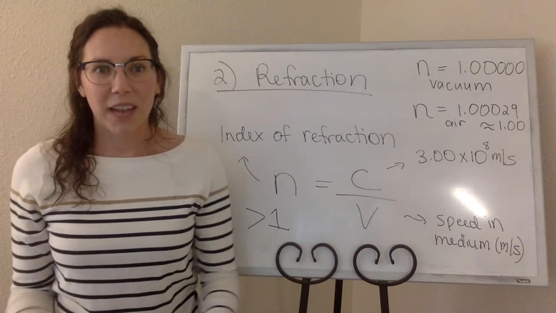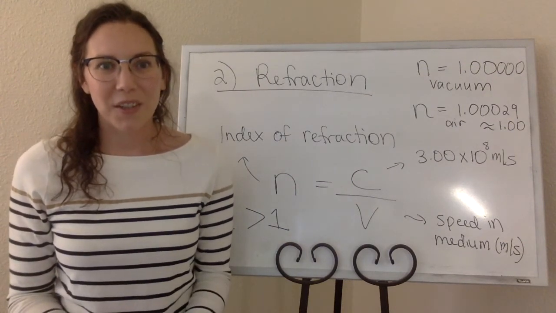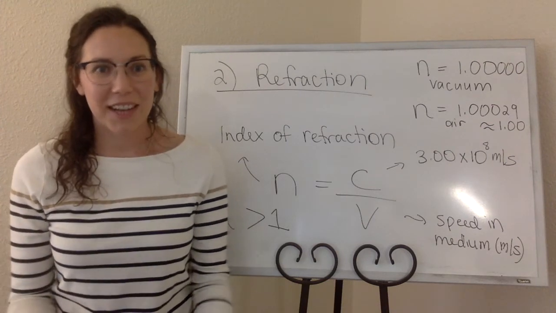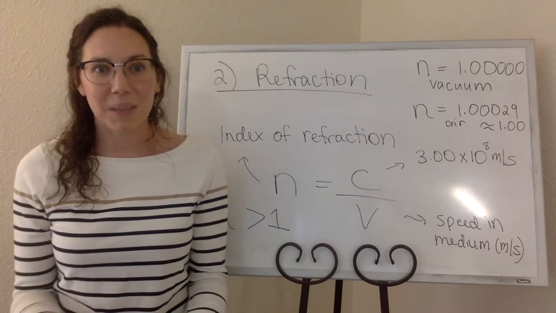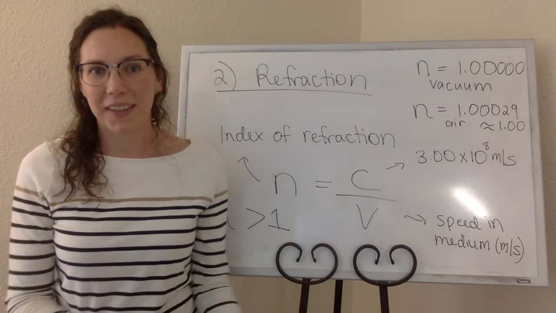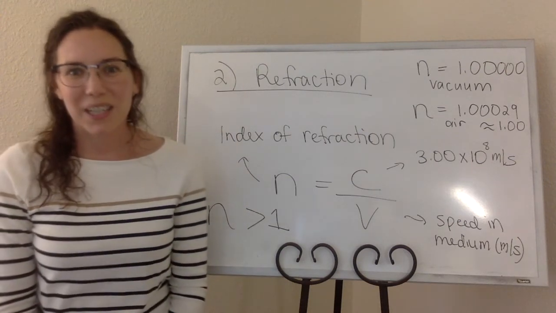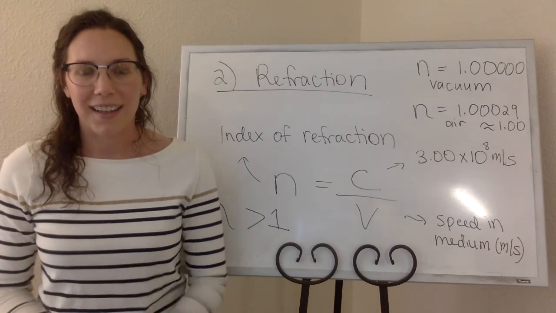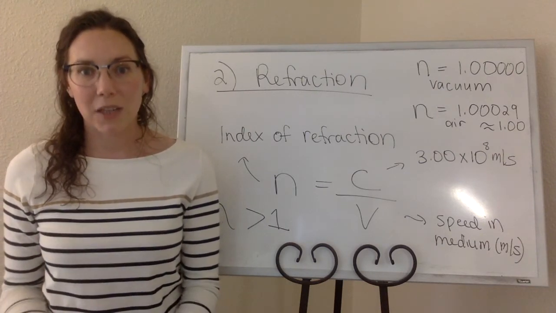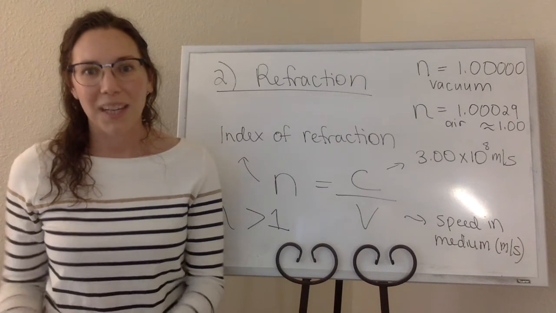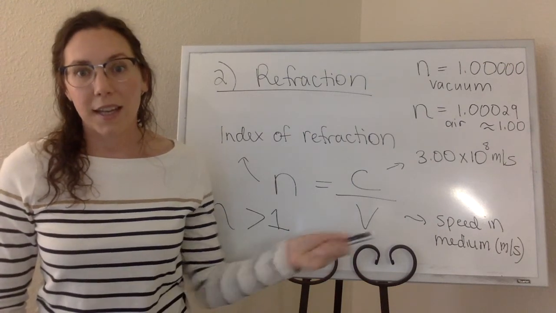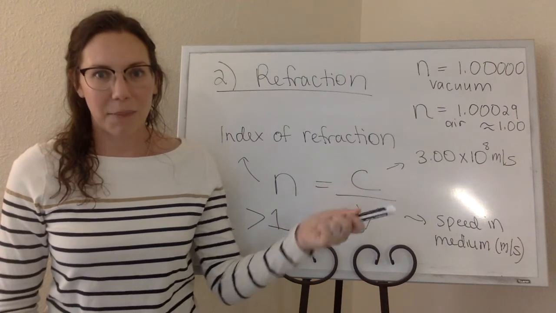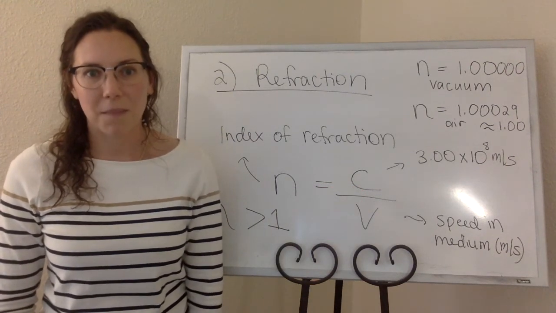Okay, let's now look at refraction. Refraction is the transmission of light from one medium to another with a change in direction based on the difference in speed of light from one medium to another. In order to do calculations for refraction, we need a new quantity called the index of refraction. The index of refraction is the ratio of the speed of light in a vacuum to the speed of light v in that medium. So c here is the speed of light in the vacuum, 3 times 10 to the 8 meters per second.